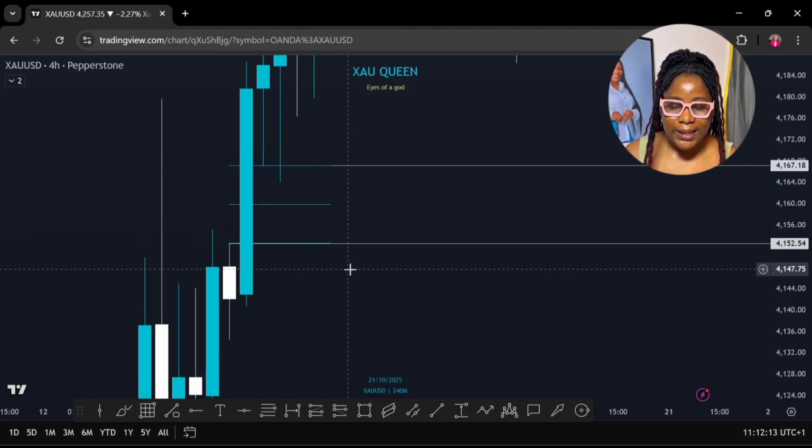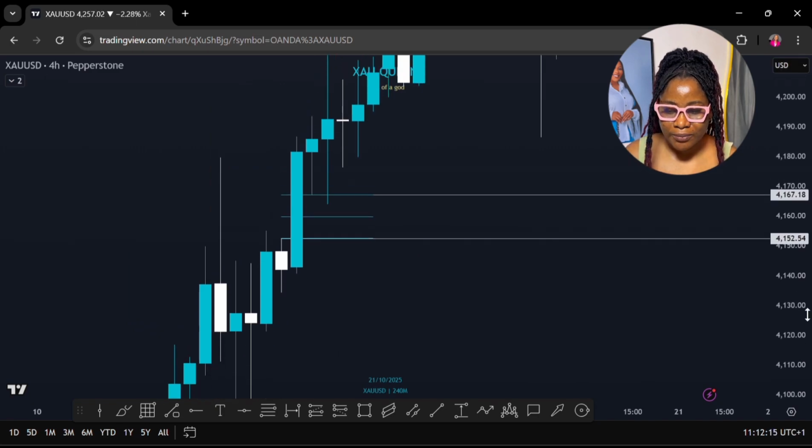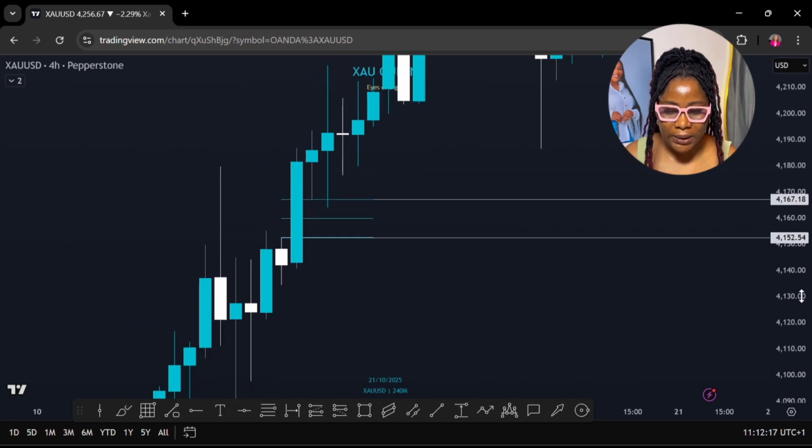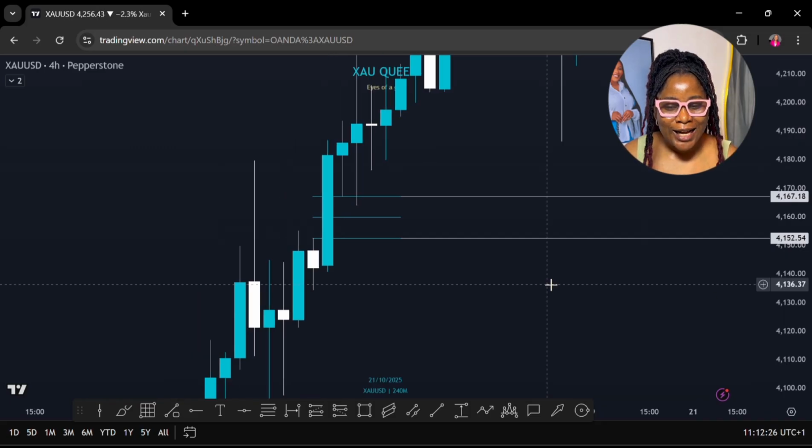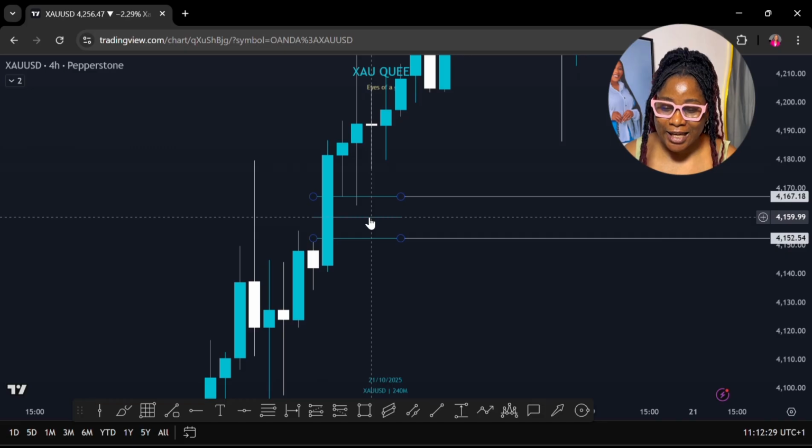And let me know, is this a buy side? Is this a BC or a CB? Let me know in the comment section. Is this a BC or a CB? I hope you dropped the answer. Now, this is a BC.